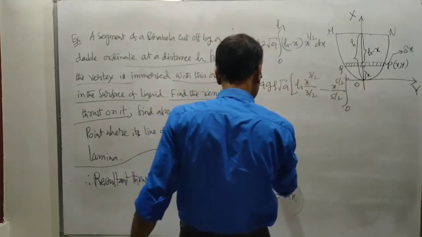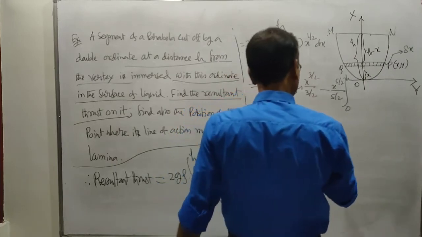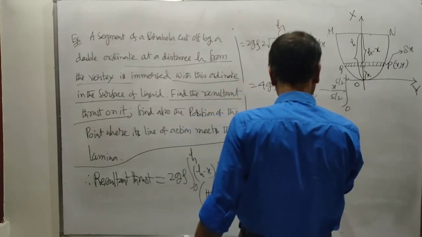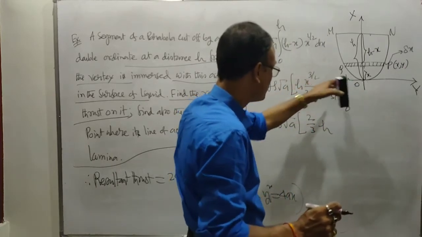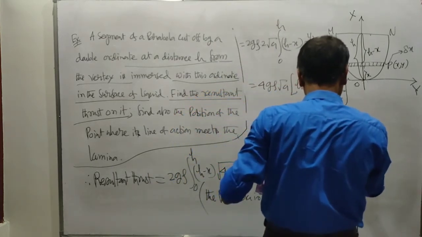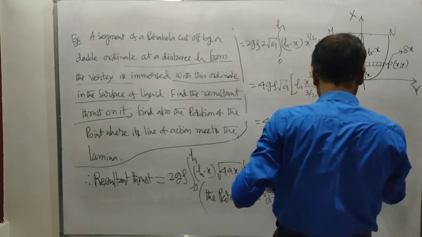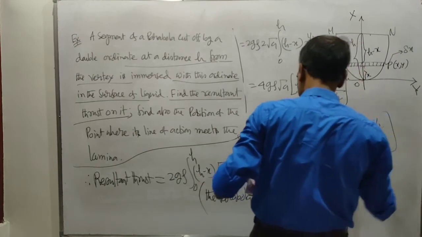This is equal to 4 rho g root a, times 2 by 3 h to the power 3 by 2 into h, minus 2 by 5 h to the power 5 by 2.